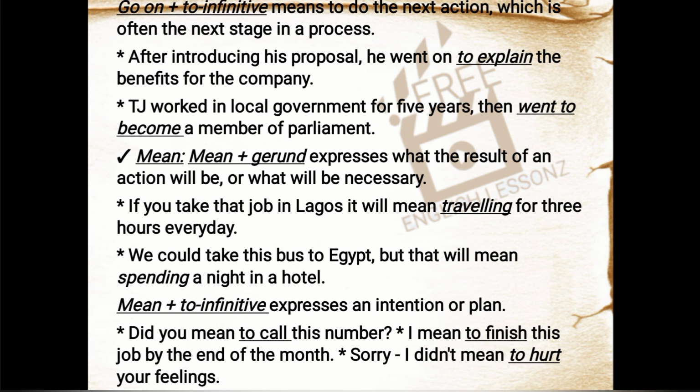Mean plus gerund expresses what the result of an action will be, or what will be necessary. If you take that job in Lagos, it will mean traveling for 3 hours every day. We could take this bus to Egypt, but that will mean spending a night in a hotel. Mean plus to infinitive expresses an intention or plan. Did you mean to call this number? I mean to finish this job by the end of the month. Sorry, I didn't mean to hurt your feelings.